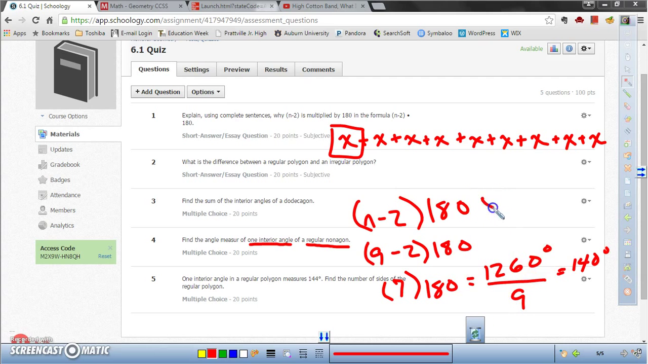So I'm still using this same formula, this n minus 2 times 180, to find the sum. And then once I find the sum, since it is a regular polygon, I divide it by the number of sides to figure out what one of those angles is.